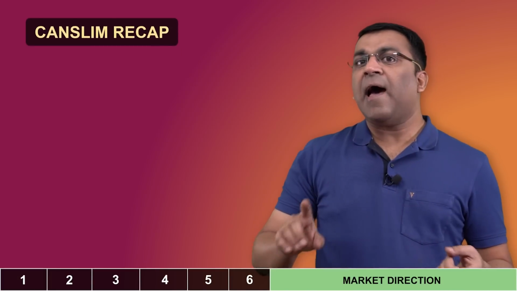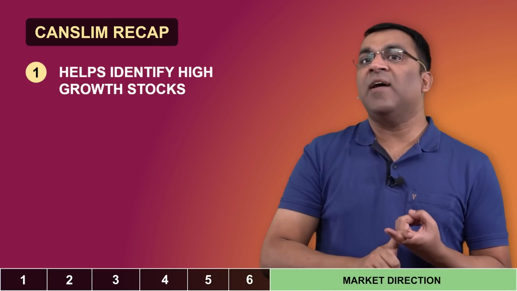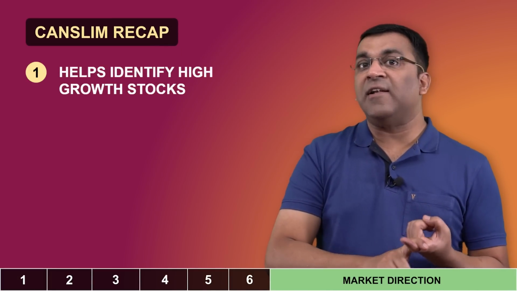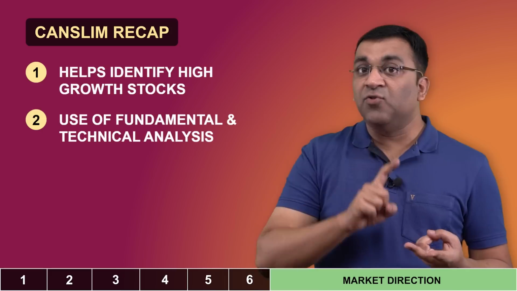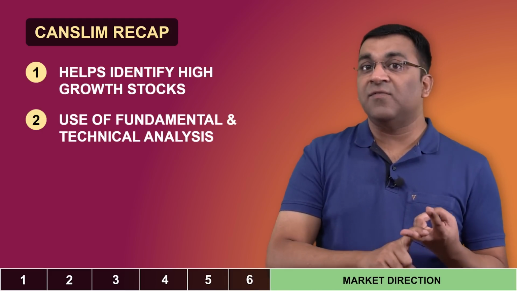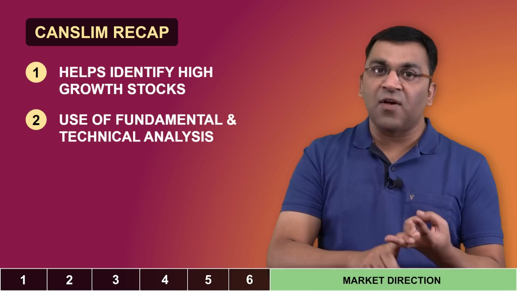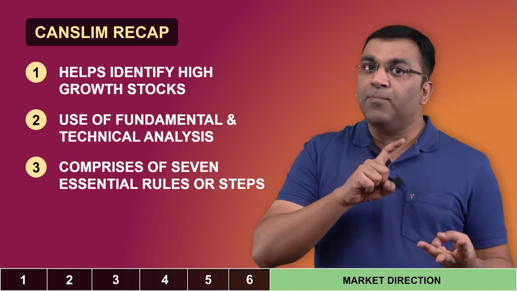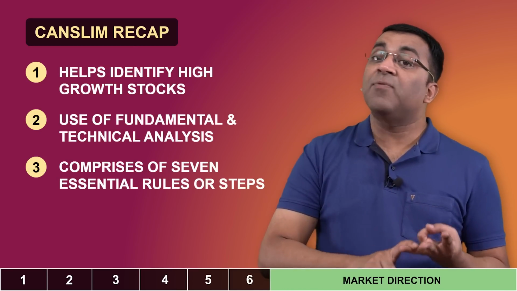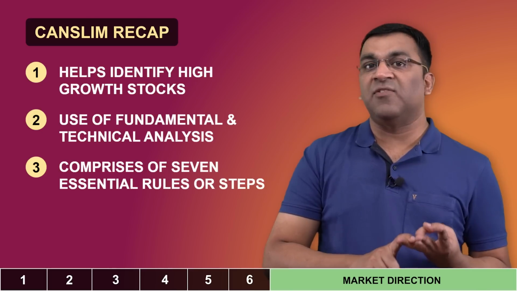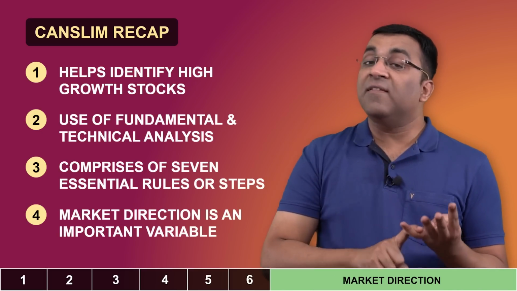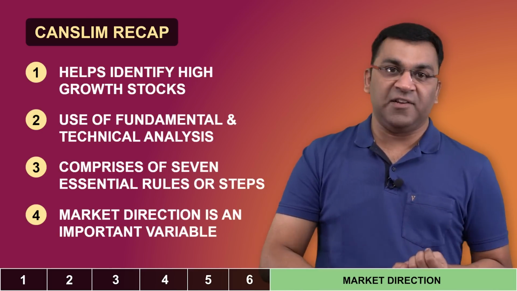So to quickly recap, the CANSLIM method provides a systematic framework for identifying high growth stocks. It uses fundamental and technical analysis which logically improves our chances of investing success. We broadly went through the 7 steps or 7 investing rules that make up the strategy, and we also made some notable observations on market direction.